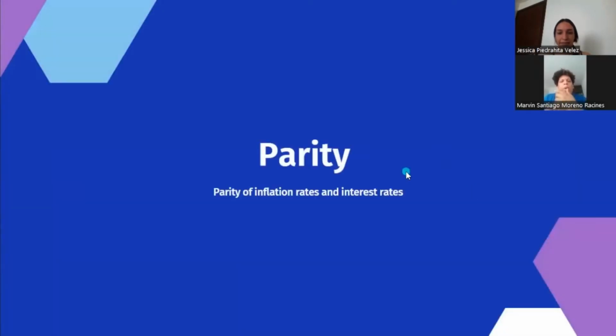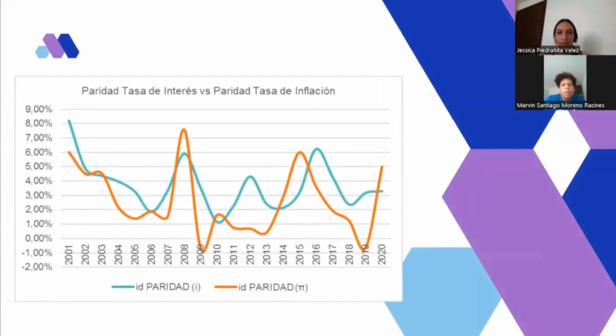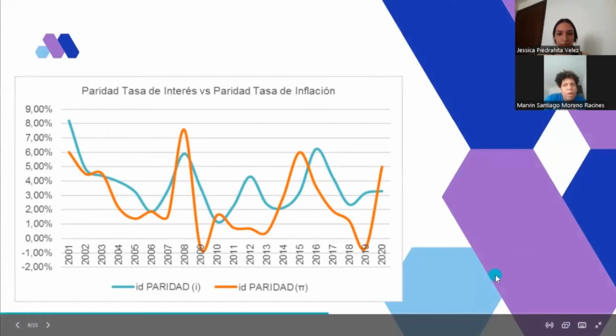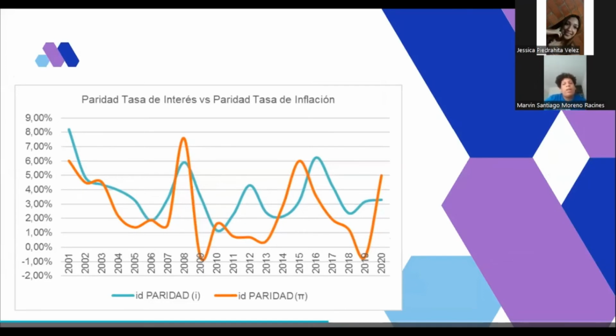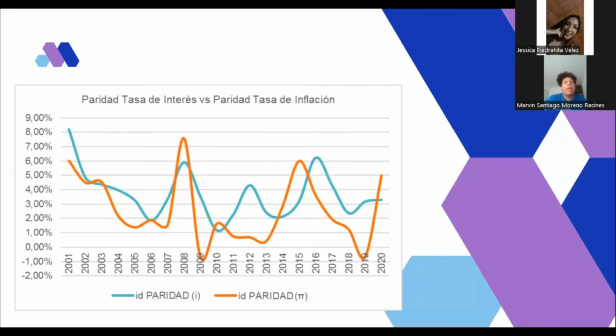Okay, now we are going to talk about the parity of inflation rates and the interest rates. According to the graph, in general terms, the inflation and the interest rate parities, as expected, are quite similar, because in terms of trends, both inflation and interest rates in Colombia and the United States are similar. Furthermore, theoretically, the inflation rate tends to inflate the interest rate. That is because high inflation usually results in a high interest rate. So the relationship is direct.